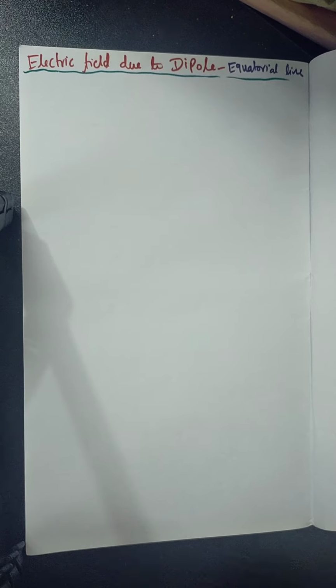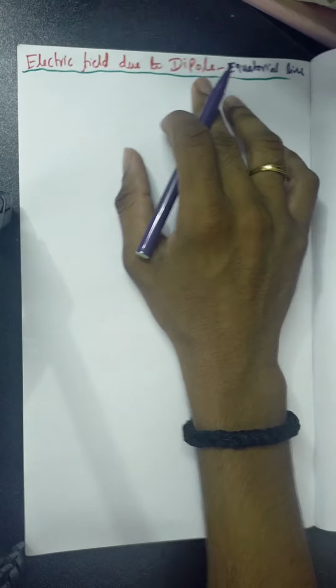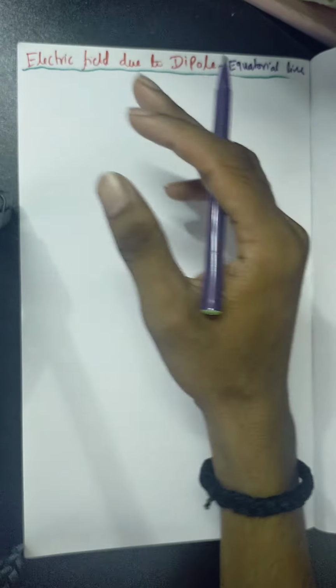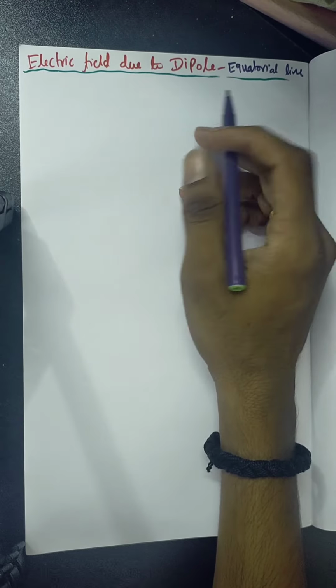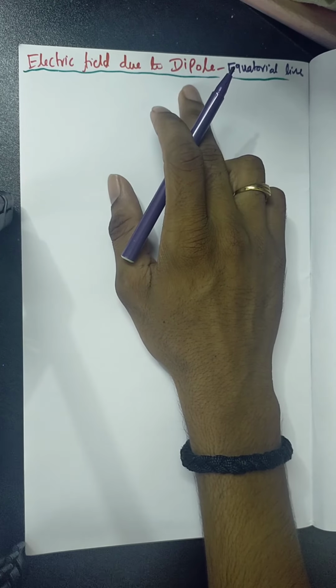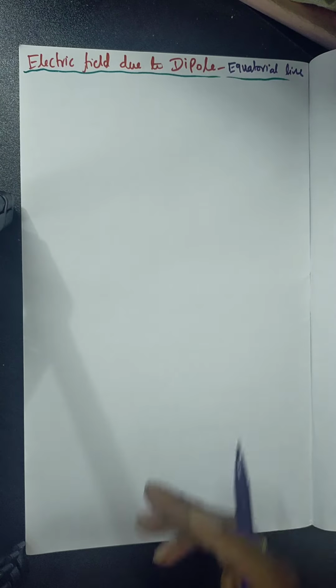All, welcome to this lecture. Today we will derive an expression for the electric field due to a dipole in the case of the equatorial line. In the previous lecture, I derived an expression for the same electric field due to the same case, that is a dipole, but on the axial line. This time it is for the case of the equatorial line.